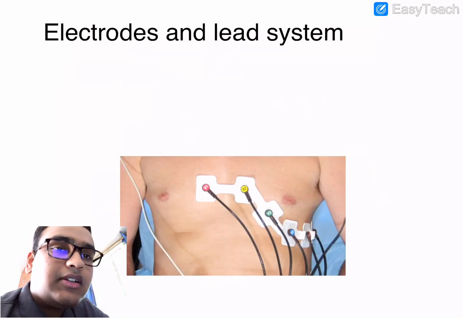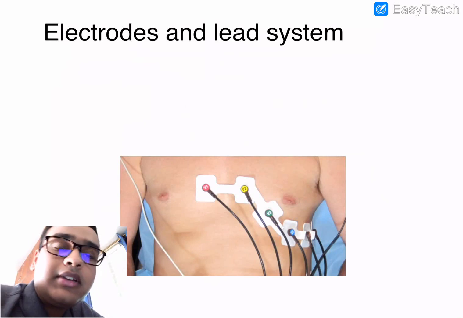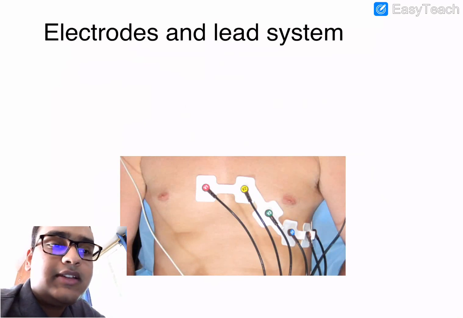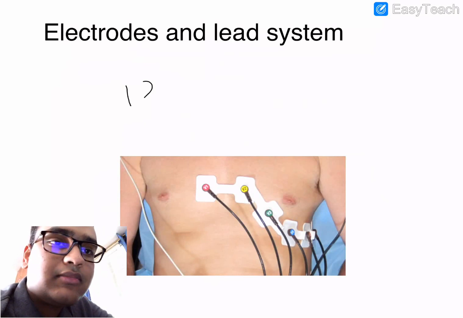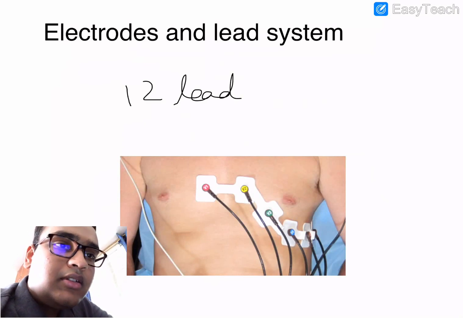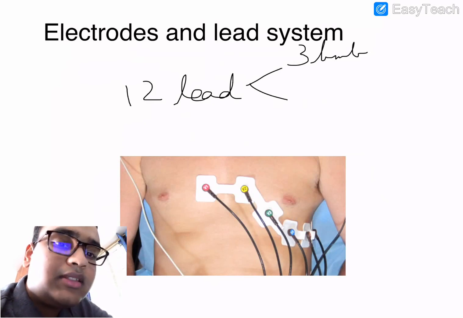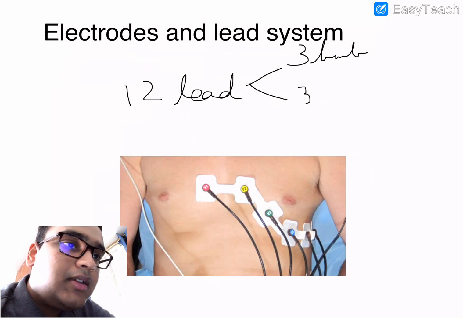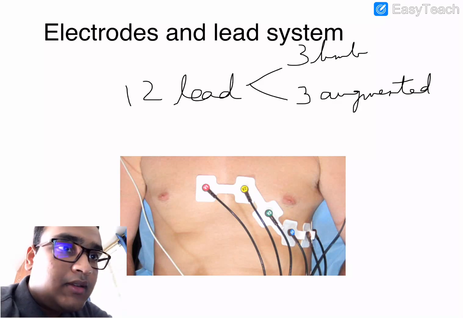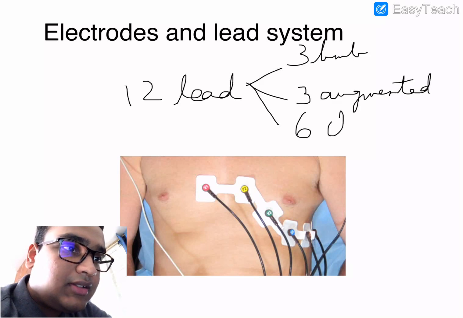So now let us talk about the electrodes and the lead system. So the most common and standard lead system which is used is the 12-lead system. So what are the 12 leads? The 3 limb leads, which is 1, 2 and 3. The 3 augmented limb leads, the AVR, AVL and AVF, and the 6 chest leads.